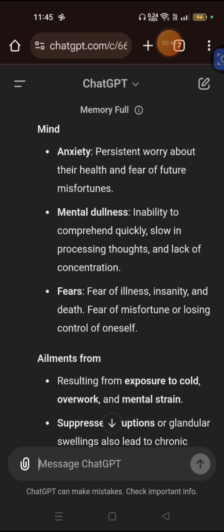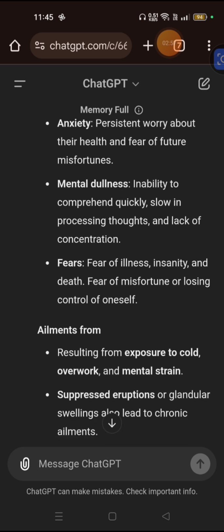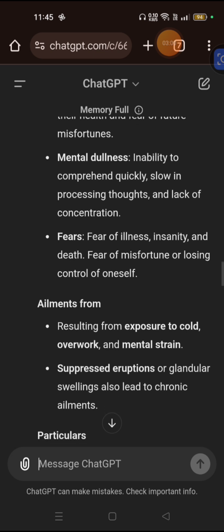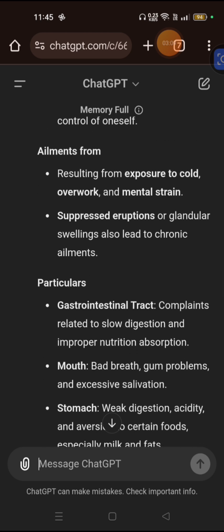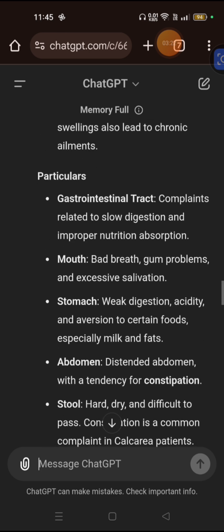Mind. Anxiety. Persistent worry about health and fear of future misfortune. Mental dullness. Inability to comprehend quickly, slowness in processing thoughts, and lack of concentration. Fear of illness, insanity, and death. Fear of misfortune or losing control of oneself. Ailments resulting from exposure to cold, overwork, and mental strain. Suppression of eruptions or glandular swelling also leads to chronic ailments.